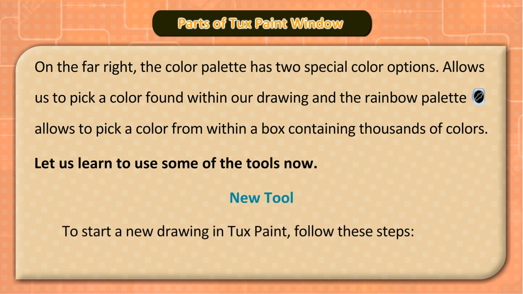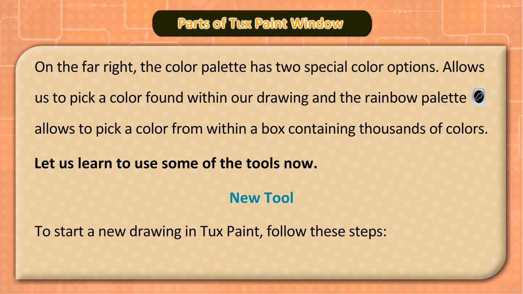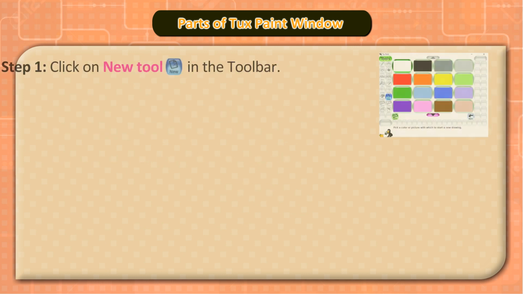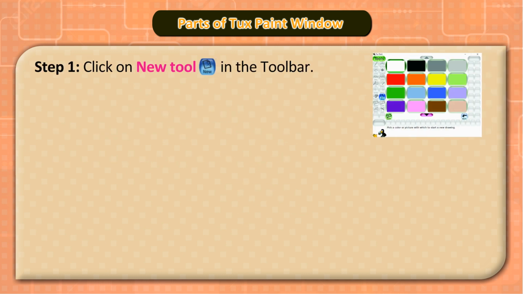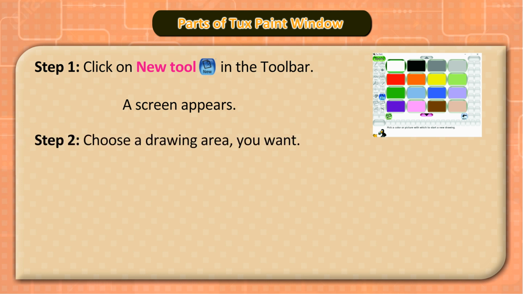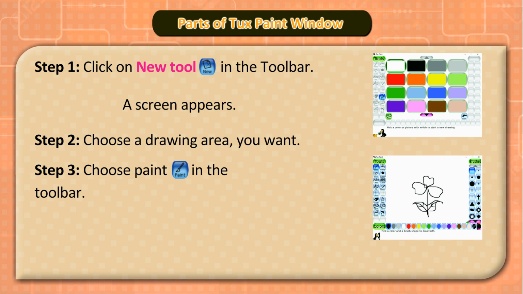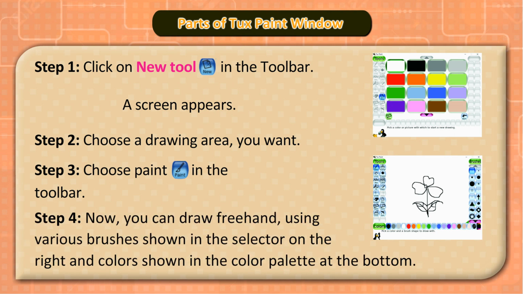New tool. To start a new drawing in Tux Paint, follow these steps. Step 1. Click on New Tool in the toolbar. A screen appears. Step 2. Choose a drawing area you want. Step 3. Choose Paint in the toolbar. Step 4. Now, you can draw freehand, using various brushes shown in the selector on the right and colors shown in the color palette at the bottom.